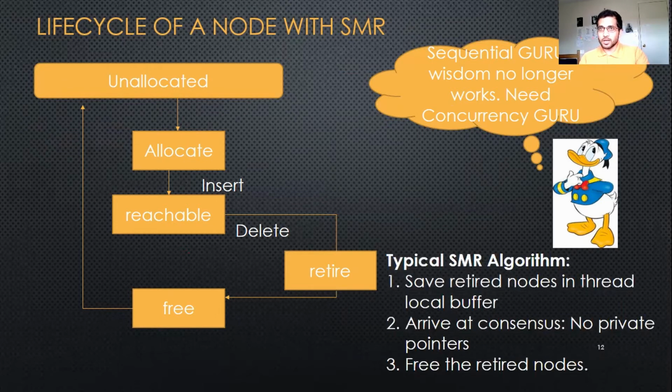So this is the job of a safe memory reclamation algorithm. It takes the unlinked or deleted nodes and saves them into the local buffer or the limbo bag, and then tries to arrive at a consensus with other participating threads that a use after free error could not occur, or that no thread would be holding a private pointer. And if that's the case, then it can simply transition the nodes in its retired buffer from the retired state to the free state.